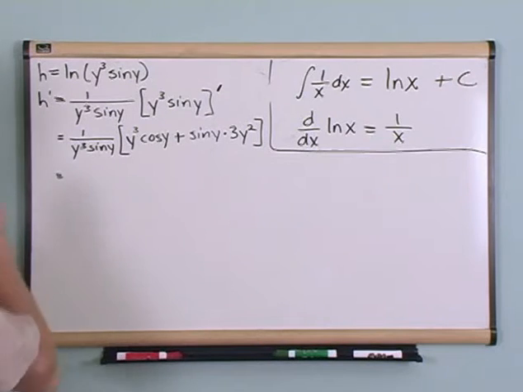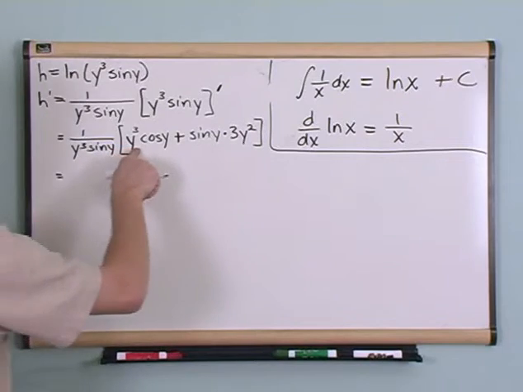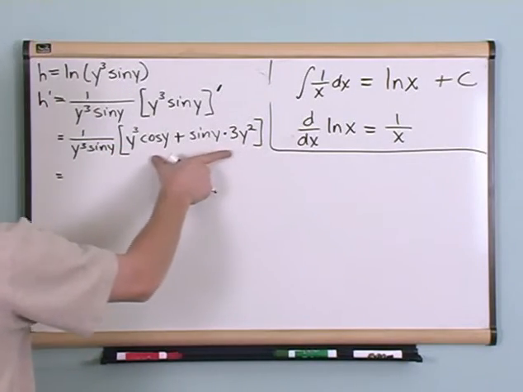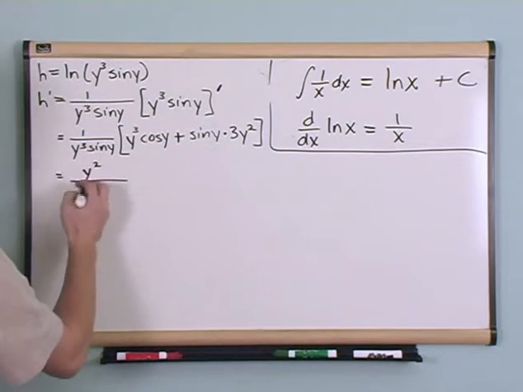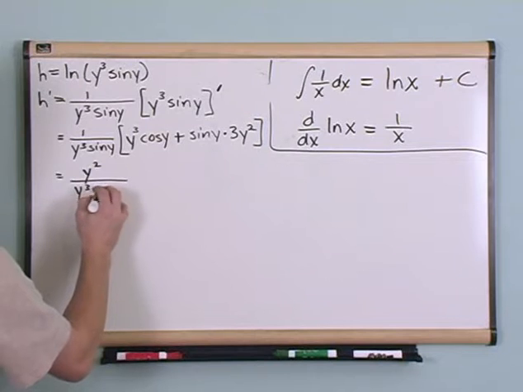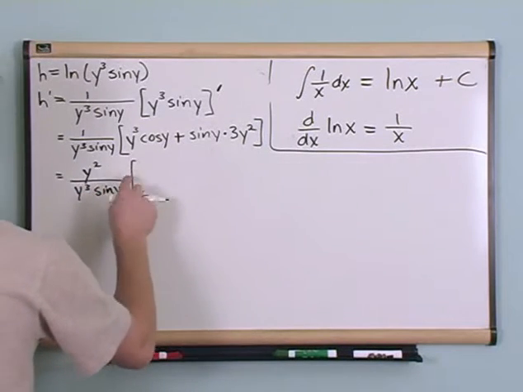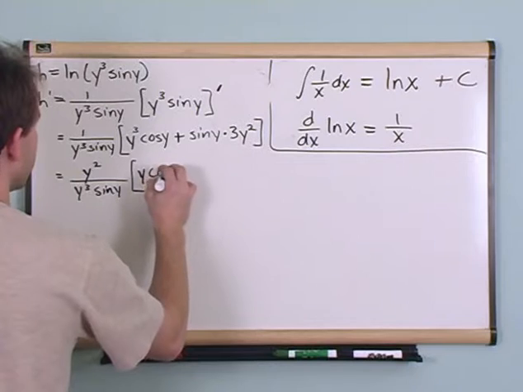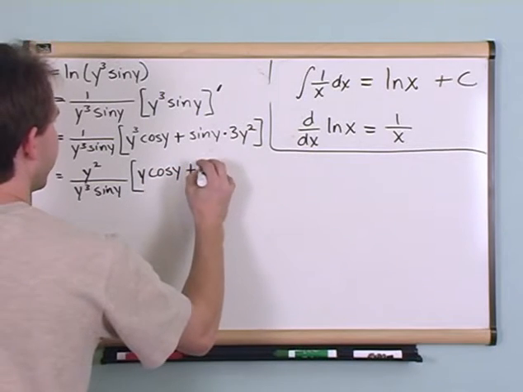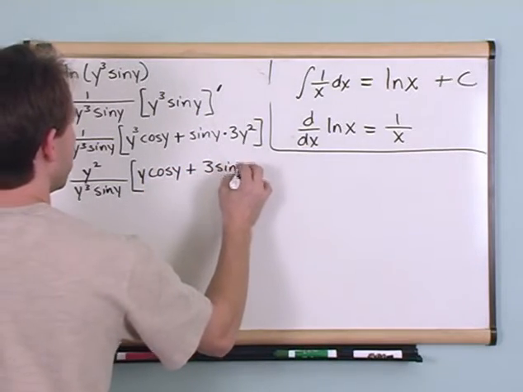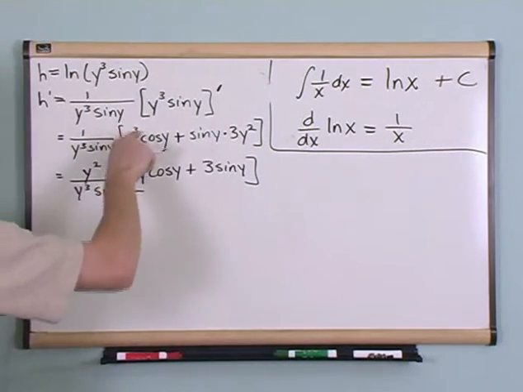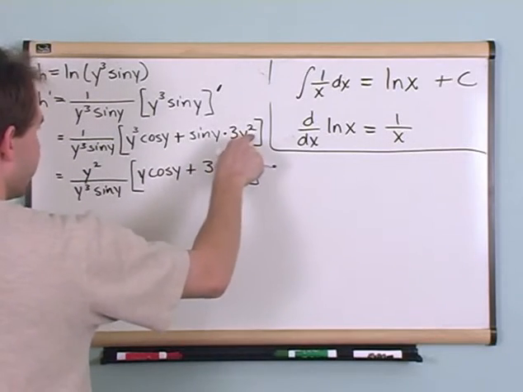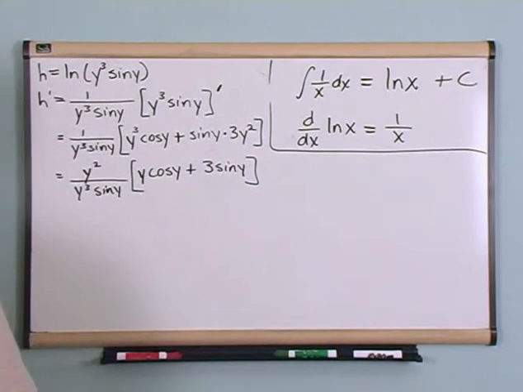So in the end, to tidy things up a little bit, you see we've got a y cubed here and we've got a y squared here, and I can pull out a y squared. So over here I'm going to pull out a y squared. On the bottom I'm going to have the same thing, y cubed times sine of y. And then I'm going to tidy things up on the inside. I'm going to have y times cosine of y plus 3 times the sine of y. All I did was pull out a y squared, so y squared times y gives me y cubed, y squared times this term gives me this y squared, and everything else in the inside is really the same.